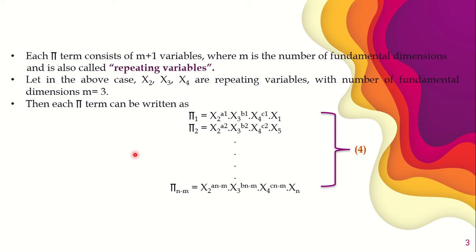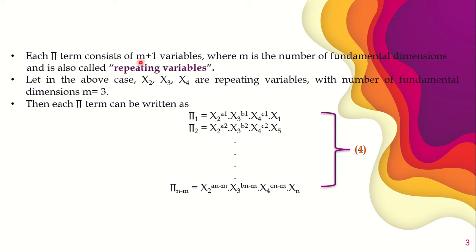So each pi term will consist of m plus 1 variables. Always remember, the number of pi terms may be 5 or 8 or 10, any number of pi terms, but every single pi term will consist of m plus 1 variables. M means the number of fundamental dimensions. What is the number of fundamental dimensions for us? 3 obviously, which are capital M, capital L, capital T. Only those three are fundamental dimensions. So obviously every pi term will consist of how many variables now? 3 plus 1, 4 variables.